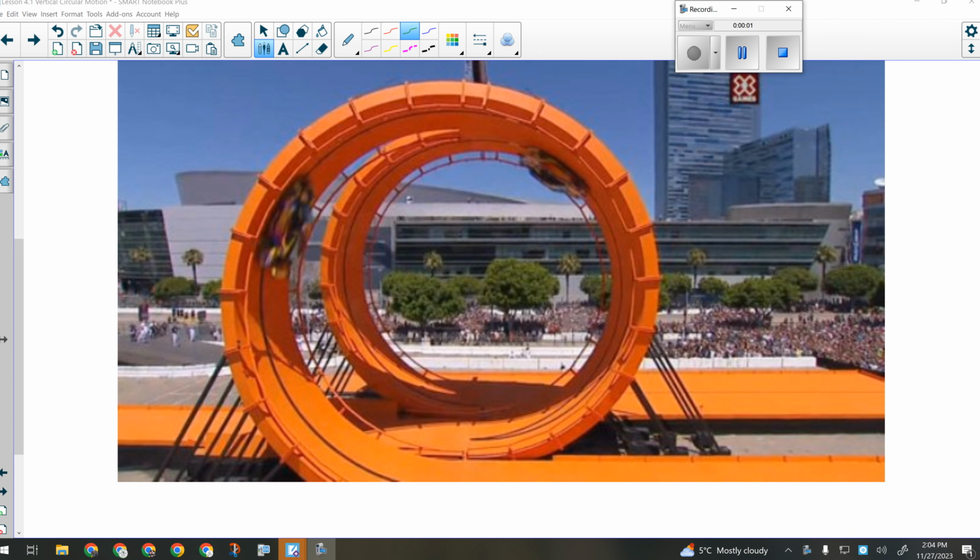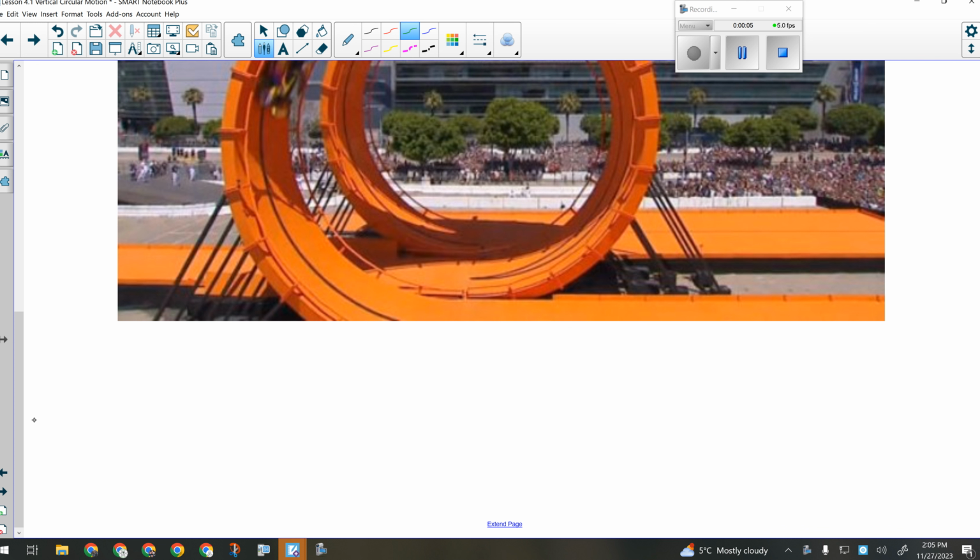So last week, when you were going over vertical circular motion, you learned essentially this: in vertical circular motion, centripetal force is net force. And we calculate net force by using the vector sum of all forces.